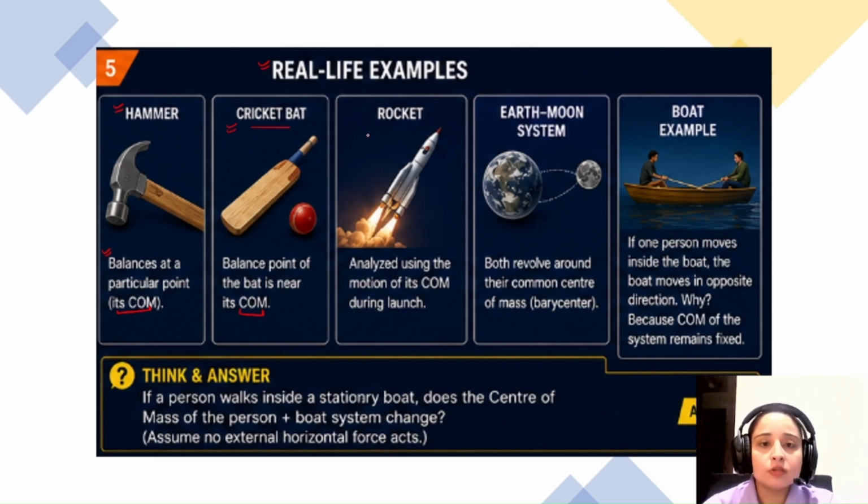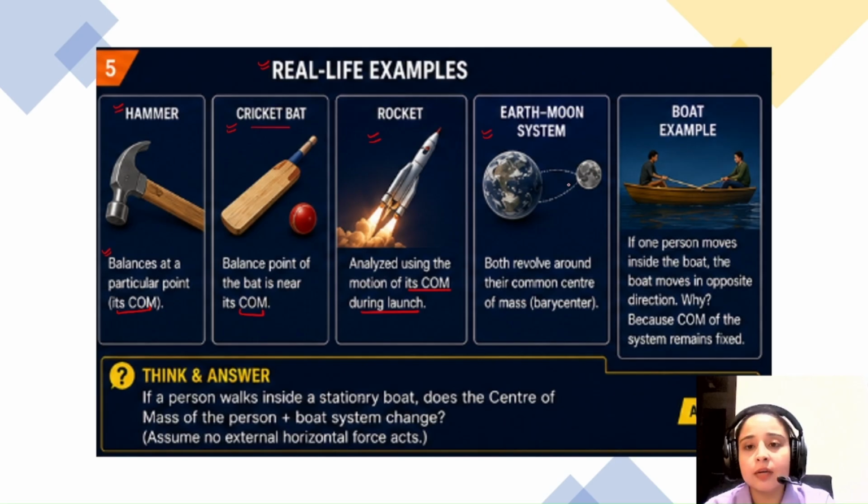Another example, you see the rocket. Again, we can analyze the motion of its center of mass during launch. Even though the fuel burns and mass changes, engineers can easily analyze the rocket using the motion of its center of mass. Another example, if you see, is the Earth-Moon system.